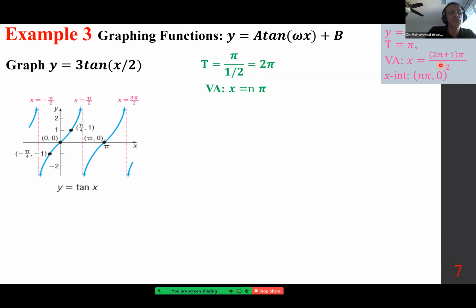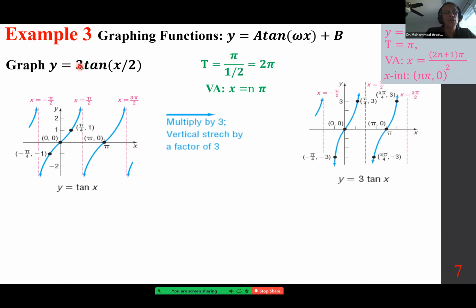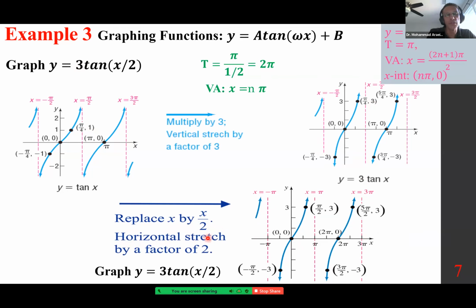So first and foremost, the regular tangent. Then we're going to use this number 3. So pi over 4, 1 becomes pi over 4, 3. And the fact that now we go with 2 pi, so look at the 2 asymptotes. This becomes negative pi. This becomes positive pi. So replace x by x over 2, horizontal stretch by a factor of 2. And you remember that I gave you the synopsis of that graph for you. That's how you come up with the answer.